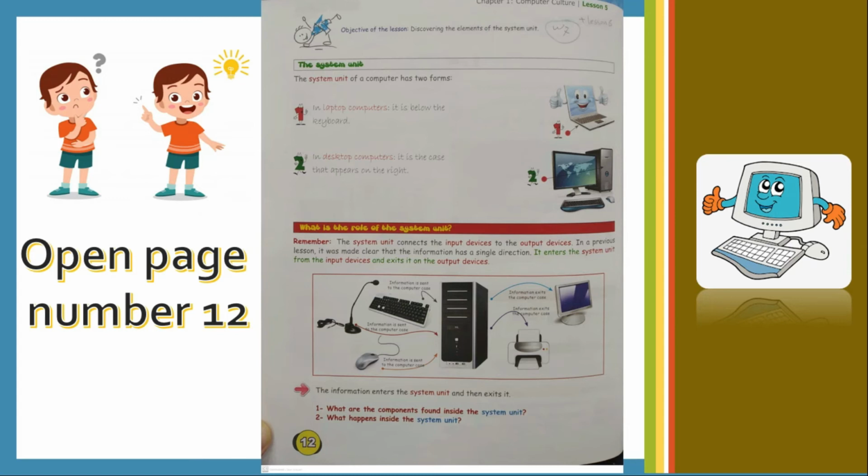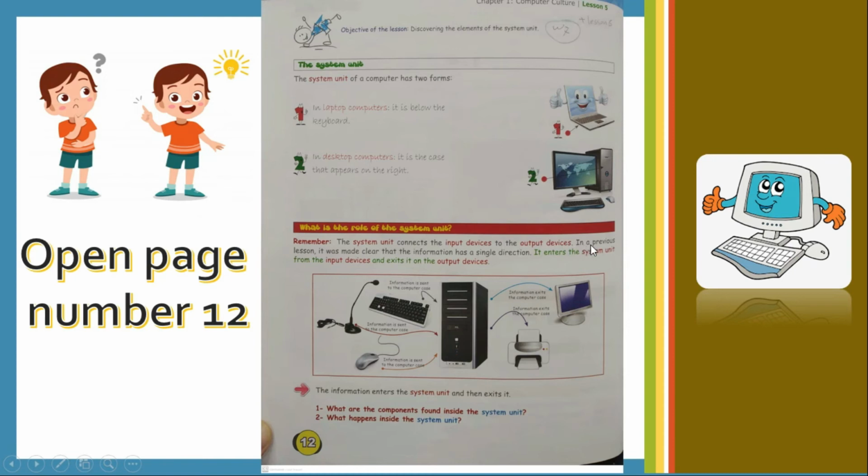Now this is the information we have. We have two kinds of computers, laptop computers and desktop computers. This is the laptop computer, with the system unit under the keyboard, and here the desktop computer, this is the computer case or the system unit. And here they explain, as I told you before, that the system unit connects the input devices to the output devices. You see, the input devices enter, and it connects with the output devices.